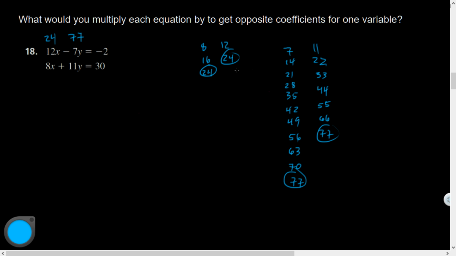Yeah, so either way, easier one to work with is clearly the 24. What would I have to multiply this equation by to get 12 to be a 24? 2, right? And what would I have to multiply this equation by to get 8 to be a 24? 3. And those both are positive, so one of them would have to be negative. So either this 3 is negative or the 2 is negative. It doesn't matter. So multiplying the first one by 2, the second one by negative 3 would have worked.